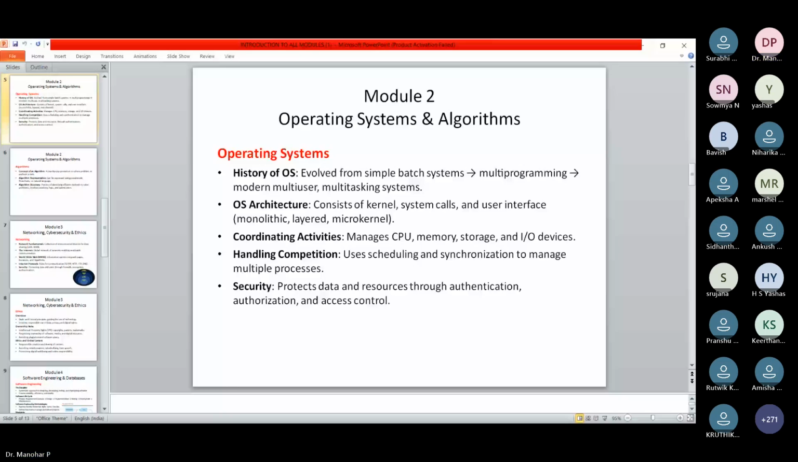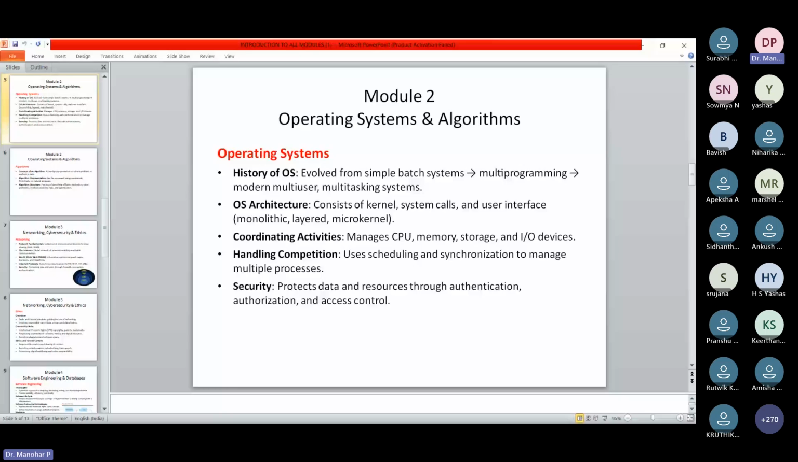And the activities within the computer can be coordinated and controlled. How the activities are coordinated within the CPU, between the CPU and the memory, and between the memory, storage and the IO devices is what you learn here. Also, the processes keep competing for the resources. So how this competition of the processes is managed, that is what you learn here.